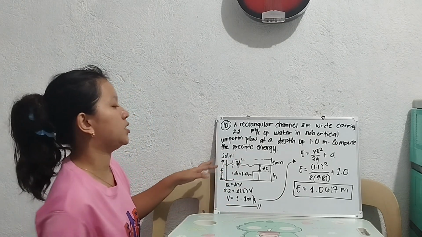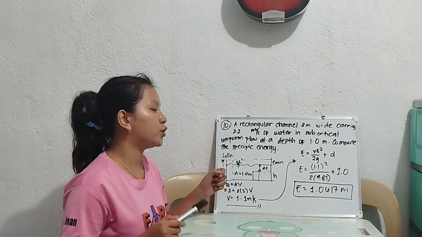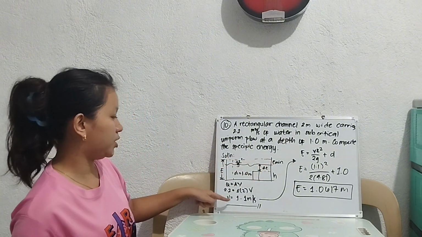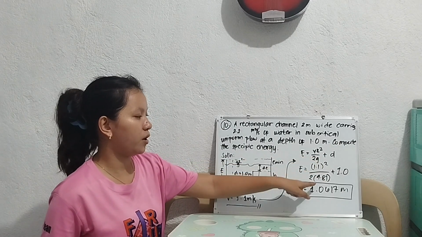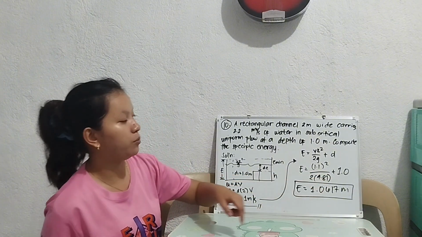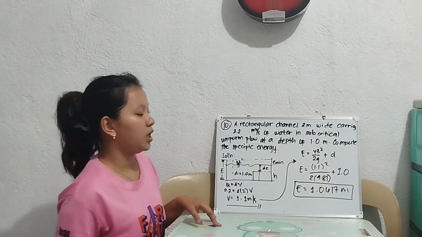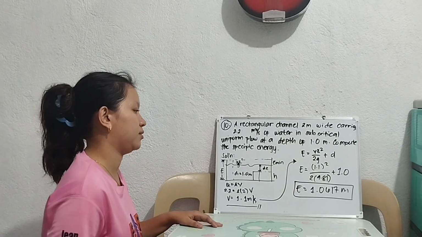Then the next is, we have the formula E equals V squared over 2G plus D. So we have the V is 1.1 squared over 2 times the G, which is gravity, 9.81, plus the depth, which is 1.0 meters. To calculate everything, we came up with the answer: E is equal to 1.0617 meters.